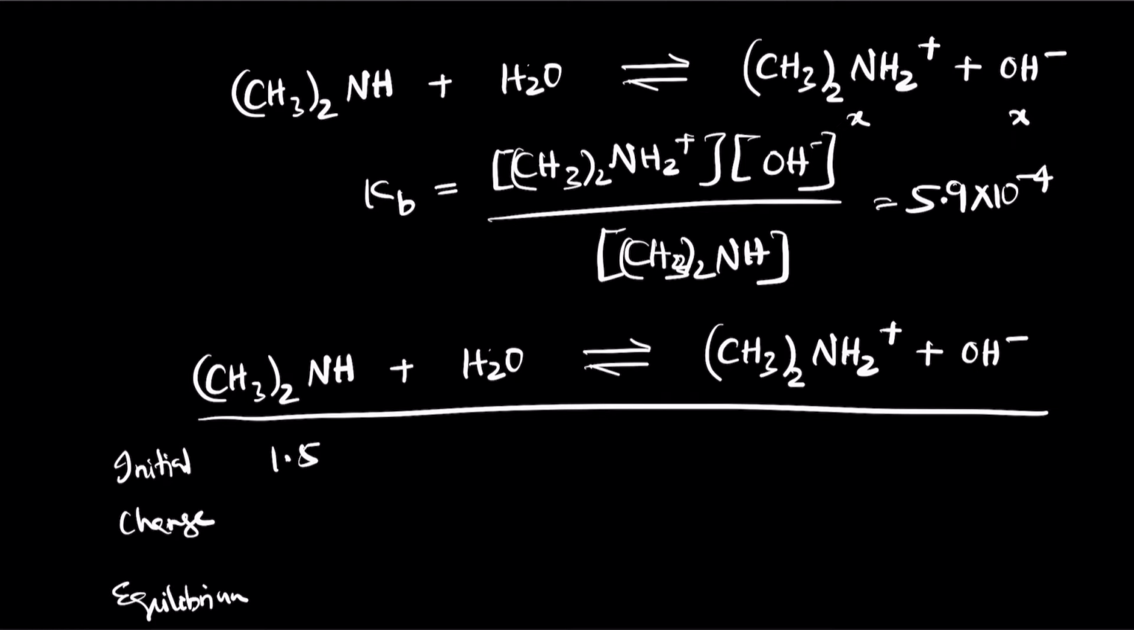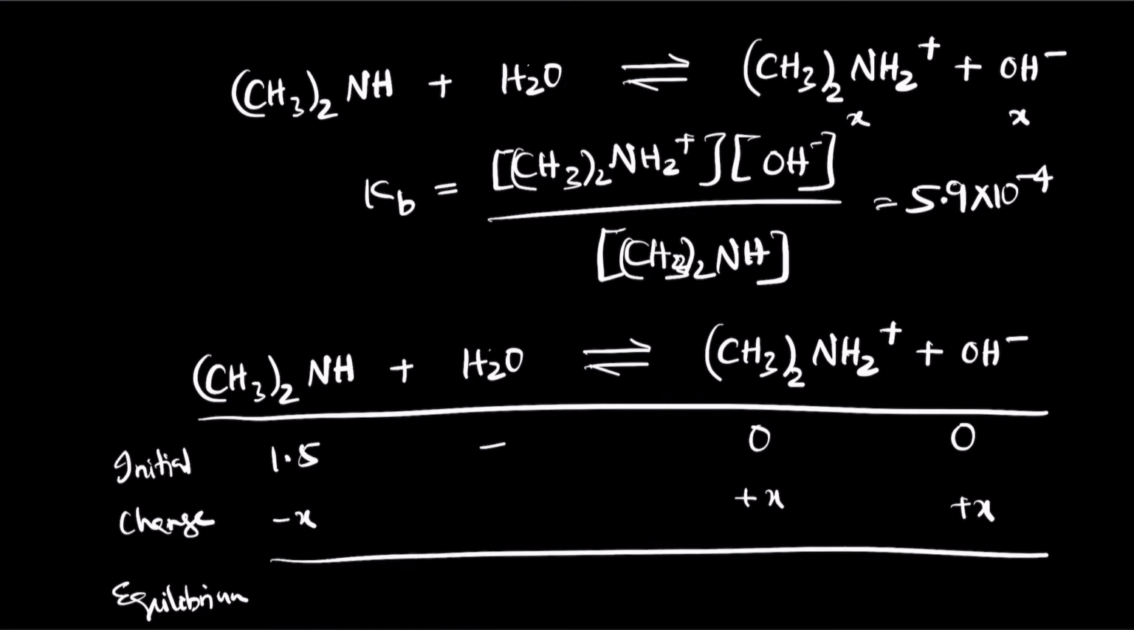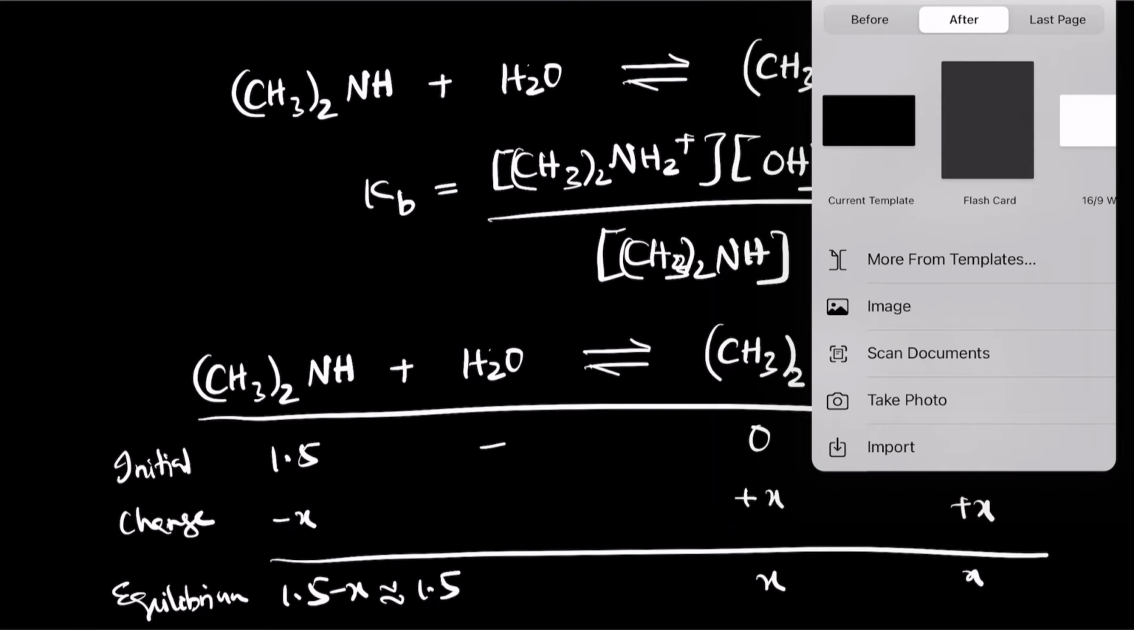So this is 1.5, 0, 0. The change is negative x, plus x, plus x. And the equilibrium values are 1.5 minus x, x, and x. Because it's a weak base, this value doesn't change much, so it is nearly equal to 1.5. Substituting into the Kb equation, Kb becomes x times x divided by 1.5, which equals 5.9 times 10 to the power negative 4.